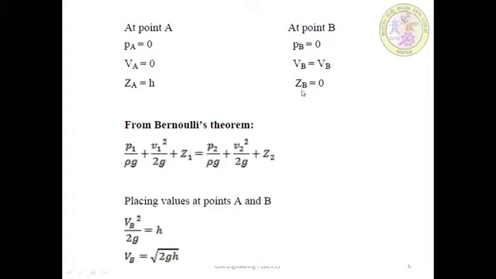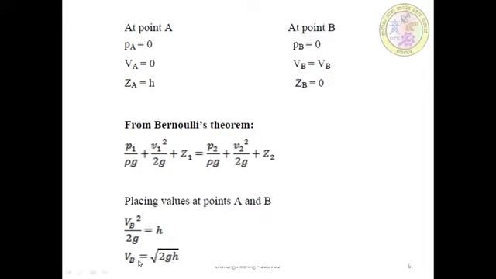Now let us put all these point A and point B values in the Bernoulli's equation. In this case, the P1 part is 0, and Z1 is nothing but H. And the V1 part is also 0, and P2 part is also 0, the V2 part is there, whereas Z2 part is 0. So if you substitute these values of point A and point B, obviously you will get V square by 2g is equal to H, since Z1 exists and the V2 part exists.